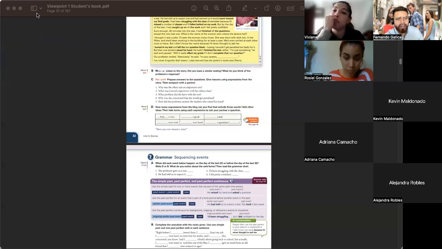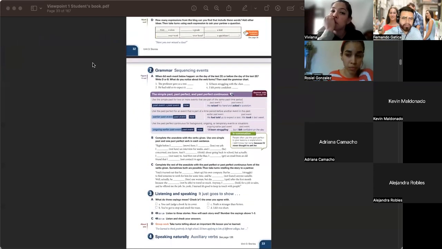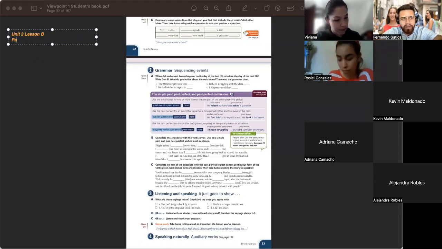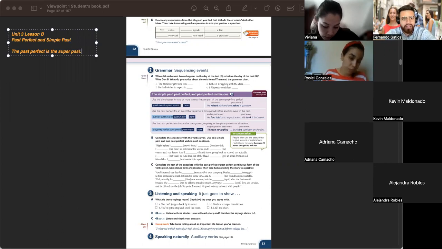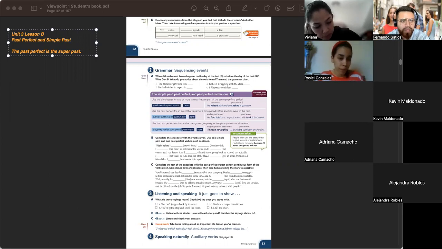Okay. And the last thing. In this last lesson, Unit 3, Lesson B, we talked about the past perfect and simple past. Remember, the past perfect is the super past, because it happened before a thing in the past.